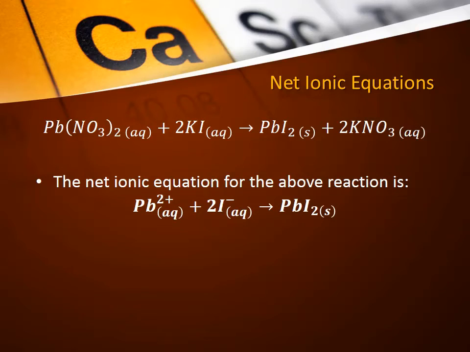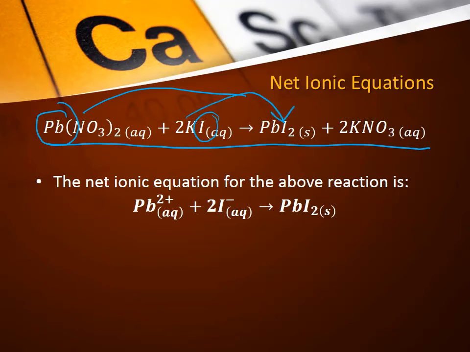So it's just telling you really what happened. So for our original equation, while originally we thought, yay, this is cute and useful, it's not. All I really care about knowing is that this and this combined to form this. I don't care about potassium. I don't care about nitrate. In the end, they're just floating around in solution. I still don't care about them. This is our net ionic equation.